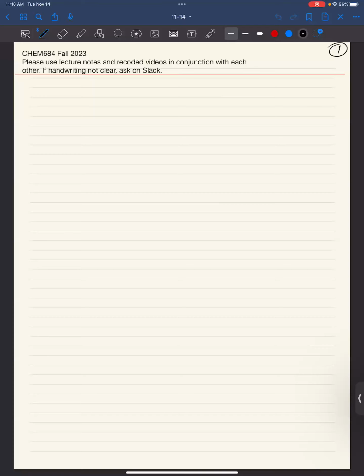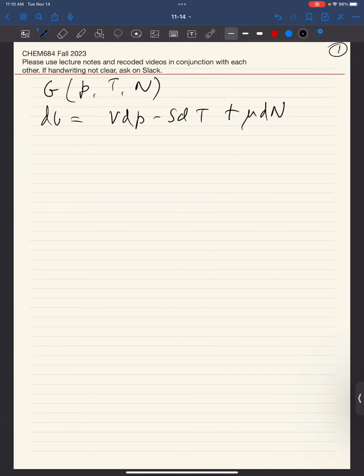So let's write down G. What is the natural variable for G? Anyone remember? P, T, and N, right? So we can write down dG is equal to V dP minus S dT plus mu dN, right? It's very similar to the relation Lydia wrote over here. So this plus mu dN shows up in everything, right?